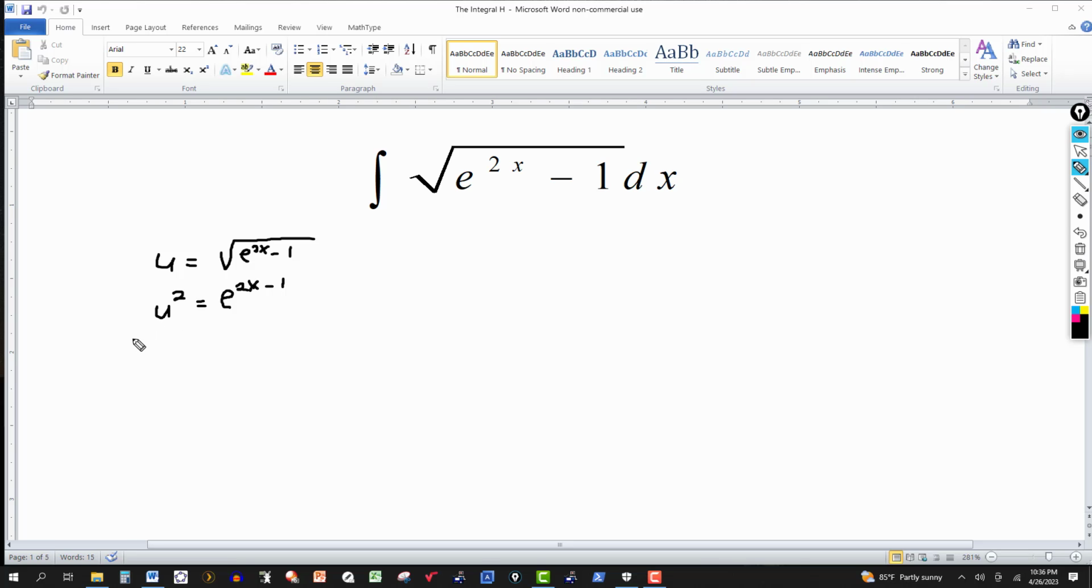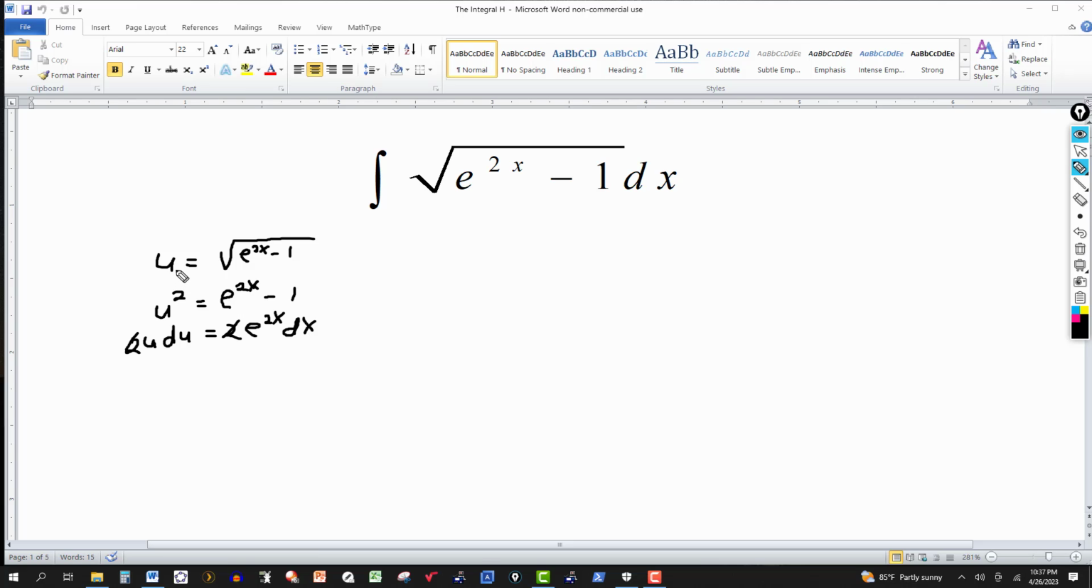Now I compute the du here, taking the derivative or differential. This will be 2u du. And on the right side, taking the derivative, this is a minus 1 here, not e to the 2x minus 1. The derivative of negative 1 is 0. The derivative of e to the 2x is e to the 2x times the derivative of the exponent. That'll be 2 here, so this 2 and this 2 will cancel. And I have a dx right here.